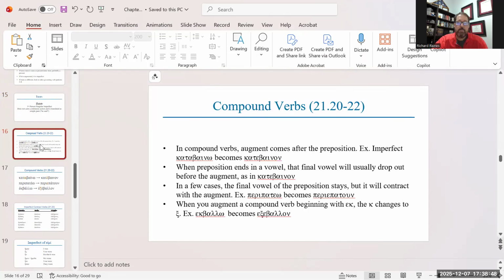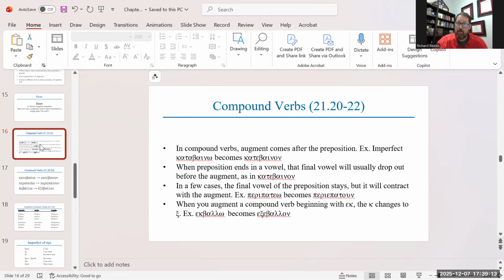There are some changes to compound words, or verbs rather, that you need to know when it comes to the imperfect tense. I've got the four rules for those. You need to go through these rules in your book, starting in section 21.20 through 21.22, and you need to know these rules and memorize them.